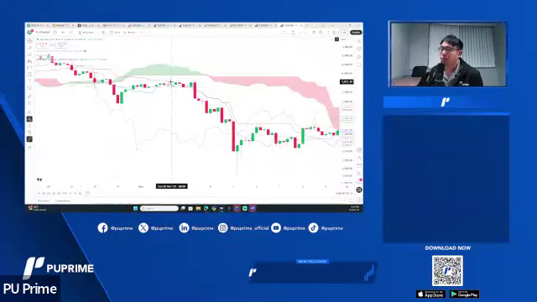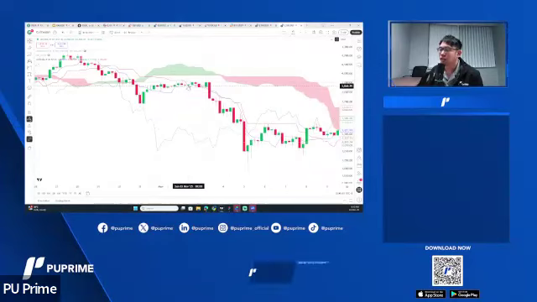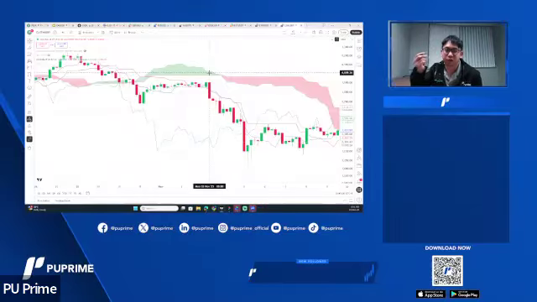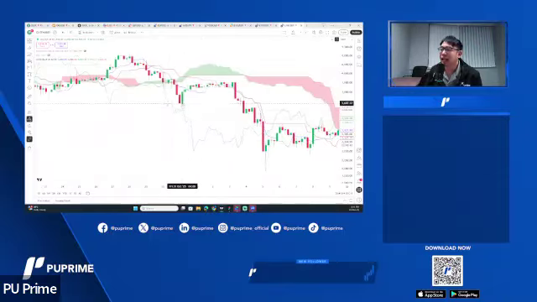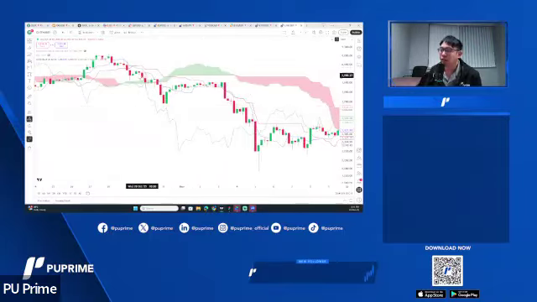When there is a cross, when the conversion line crosses below the baseline, it already gives us a signal of a reversal. And if the lagging line is below the actual price, it means the momentum is selling. The momentum is very weak. It's going down.